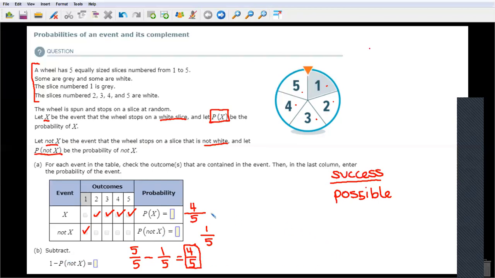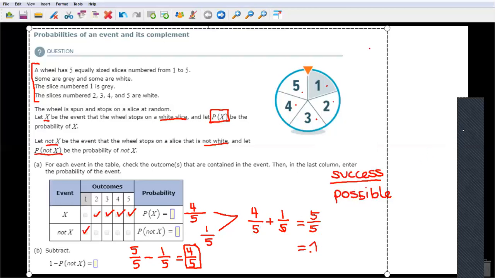What you'll notice here, if you take a look at your 2 probabilities, because these are the only 2 possibilities, it's either white or it's not white. If we added those 2 probabilities up, we would get 5/5, which would simplify to just 1. So that's how we want this to end up. We want it to simplify to 1.